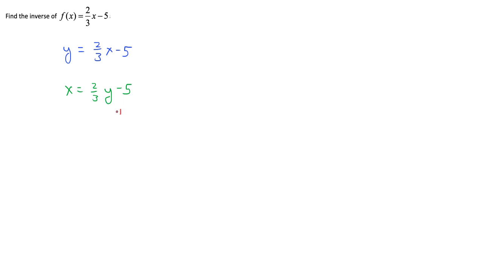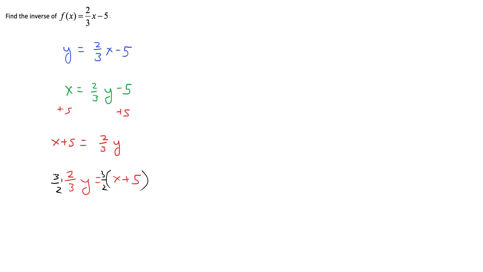First, we're going to add 5 to both sides. So x plus 5 is equal to 2 over 3y. Now, some of you may like the y to be on the left side, so let's just change the sides over. I'm going to write it as 2 over 3y equals x plus 5. Remember, we want to get y by itself, so we have to get rid of this 2 over 3. So let's multiply by the reciprocal. We'll multiply both sides by 3 over 2.